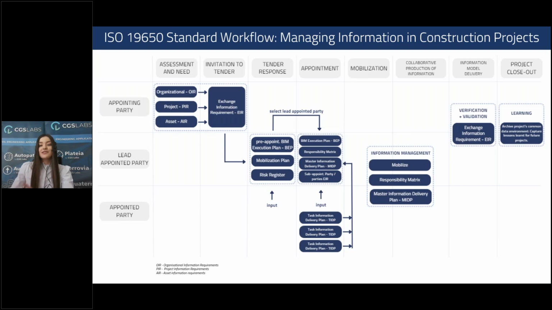After the information has been produced, it is used in the information use step. This involves using the produced information to carry out the project, whether it's construction, renovation, or any other type of project. And finally, the workflow concludes with the project close out step. Here, the project is completed and all necessary documentation is finalized and handed over to the appointing party. This marks the end of the project and the ISO 19650 process.